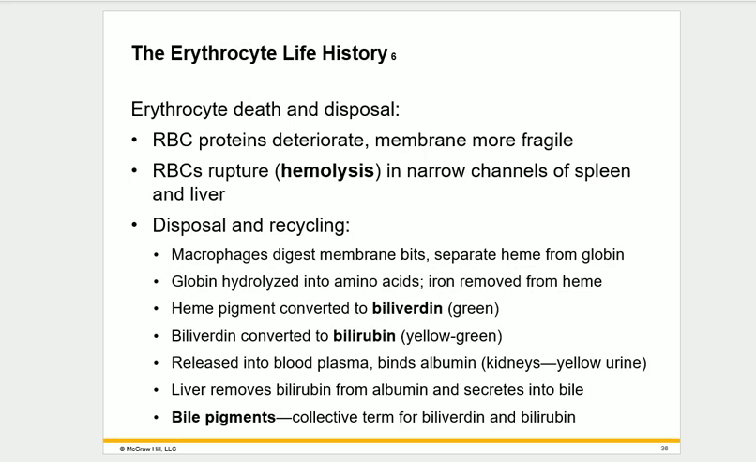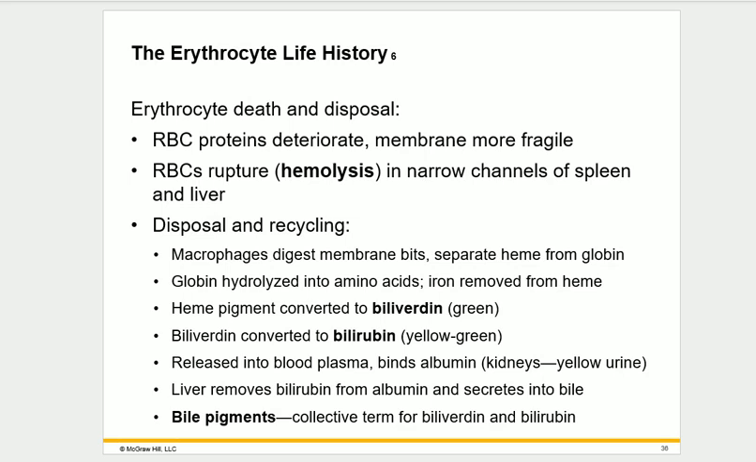And then macrophages begin the disposal process by separating the heme from the globin, and then they hydrolyze the globin into free amino acids, which can be metabolized as fuel, or they can be recycled for protein synthesis. Getting rid of the heme is another matter, but first the macrophage removes the iron and releases it into the blood, where it will combine with transferrin, if you'll remember from a couple slides, and is used or stored in the same way as dietary iron.